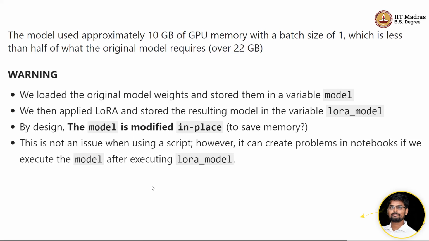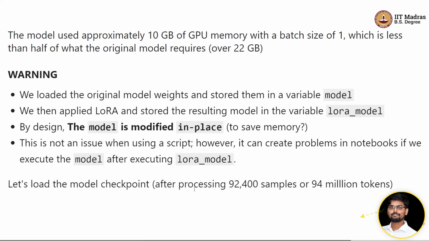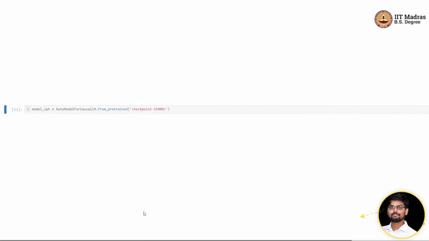It makes sense why they do this in-place modification, because we do not have enough memory to store two different models. If we want to store the LoRa model and the original model separately, then we need two 5 GB, which is 10 GB of memory just to store different models. So after training the model, we are just going to load the checkpoint and see how it works.